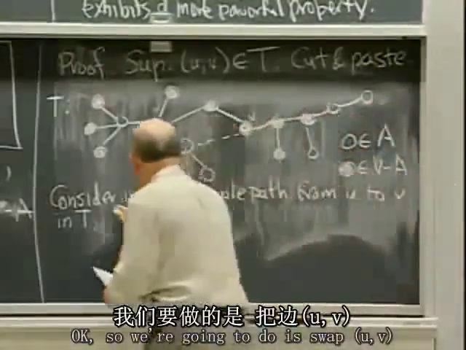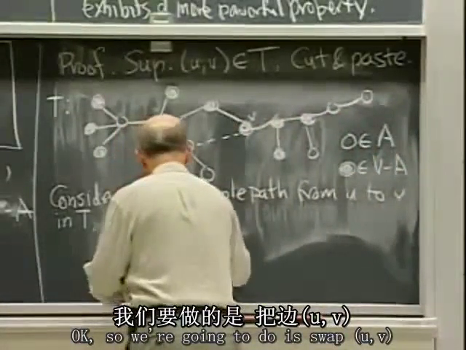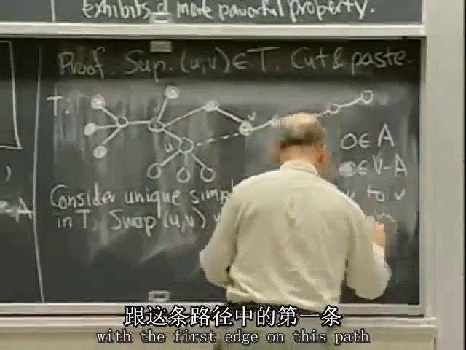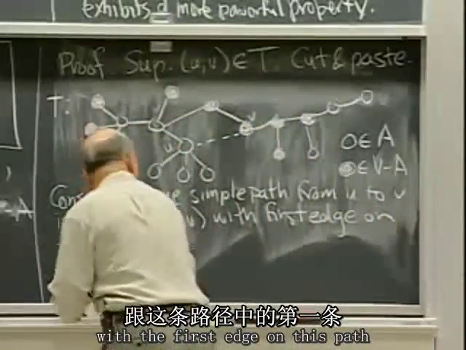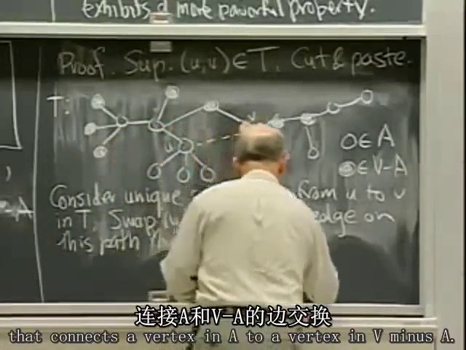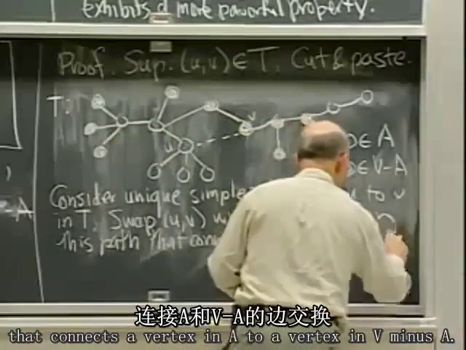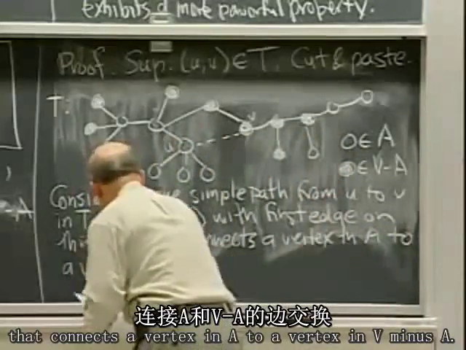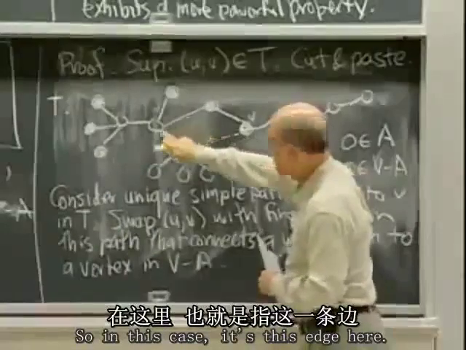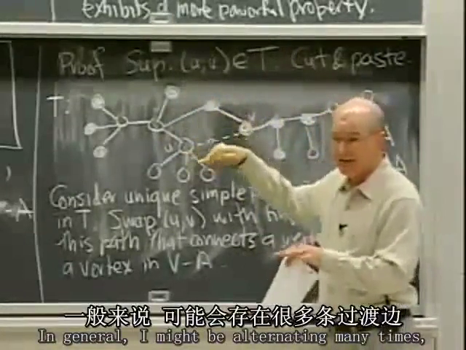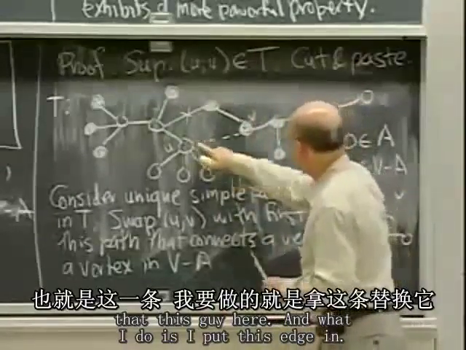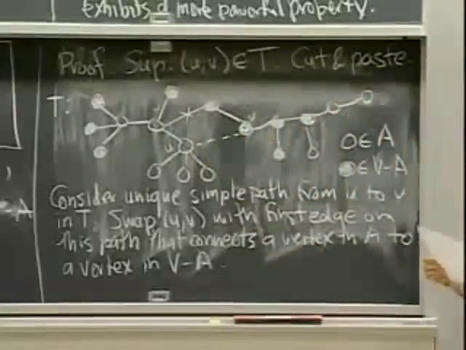So what we're going to do is swap UV with the first edge on this path that connects a vertex in A to a vertex in V minus A. So in this case, it's this edge here. I go from A to V minus A. In general, I might be alternating many times, and I just pick the first one that I encounter. So that's this guy here. And what I do is I put this edge in.